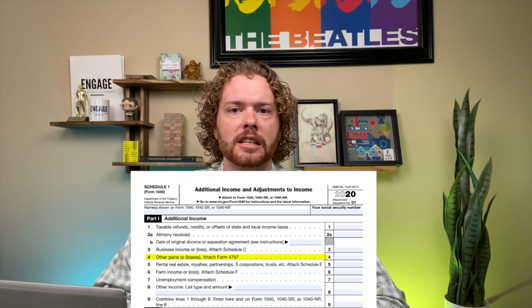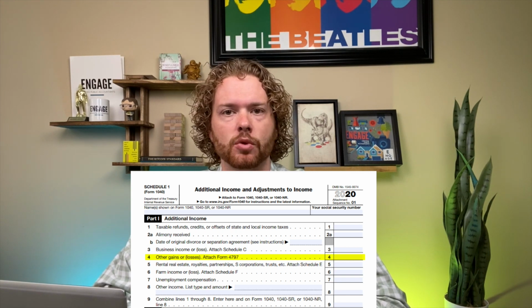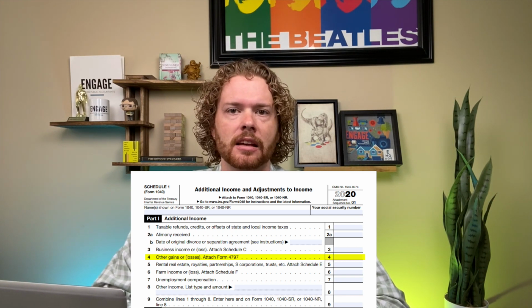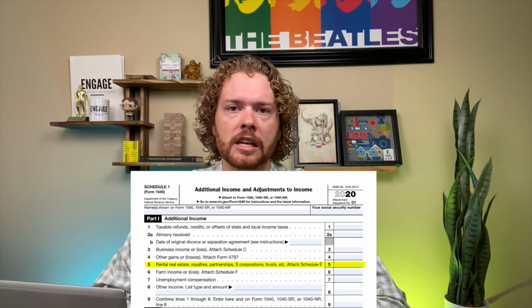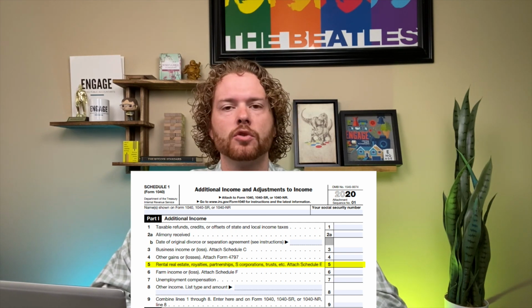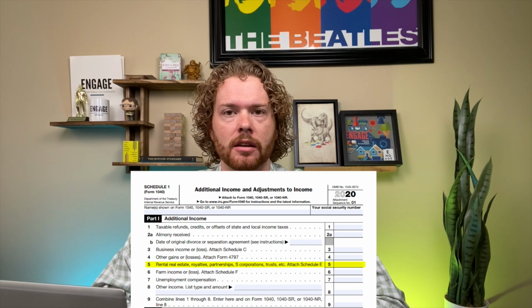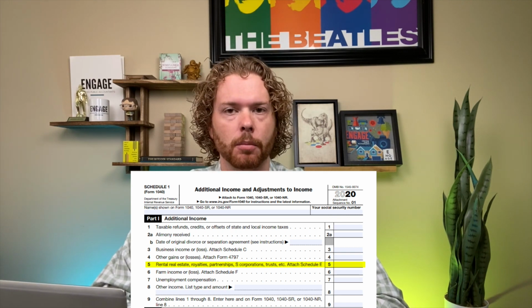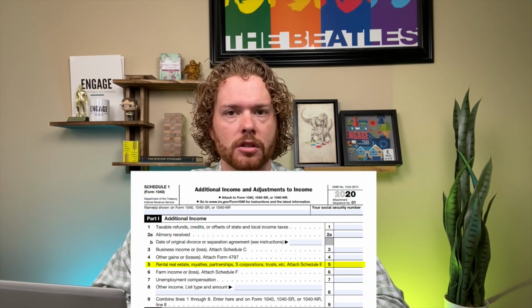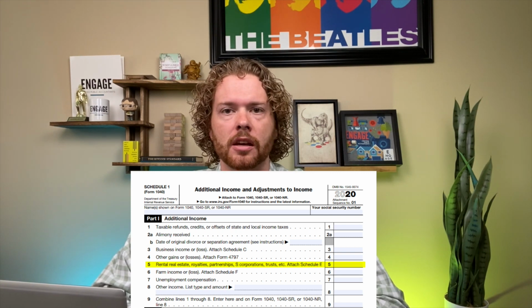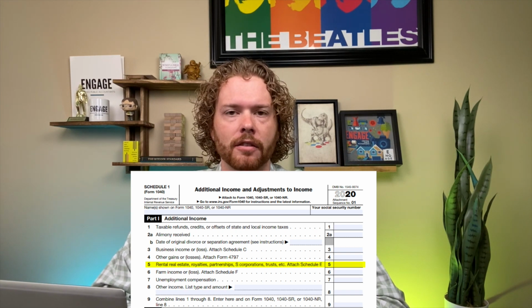Other gains related to the sale or exchange of assets related to a business is next, and then the summary of your Schedule E. So remember, Schedule E details out the income from rental properties owned personally, as well as K-1 income from partnerships and S corporations. So the details of all those is kept on Schedule E, but the total amount is included on line 5 of Schedule 1.